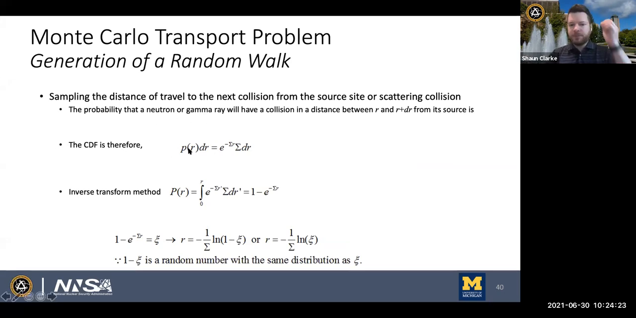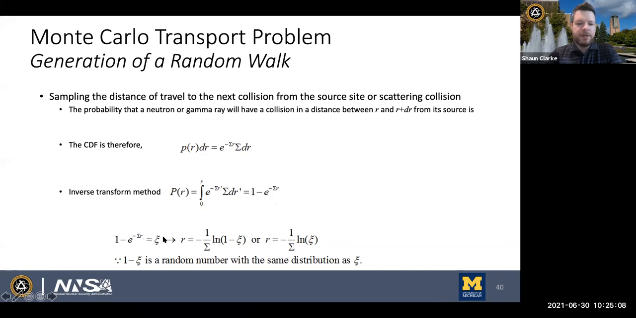In this case, our PDF is e to the minus sigma r, where r is the length dimension and sigma is the total cross section. In our case, sigma would be sigma scatter plus sigma absorption. And we can set up our inverse transform integral as usual. Again, little p of x is our PDF. Big P of x, or r in this case, is our CDF. We integrate from 0 to r of sigma e to the minus sigma r prime dr prime. Solve that integral as 1 minus e to the minus sigma r, and set it equal to a random number. So this is our integrated CDF.